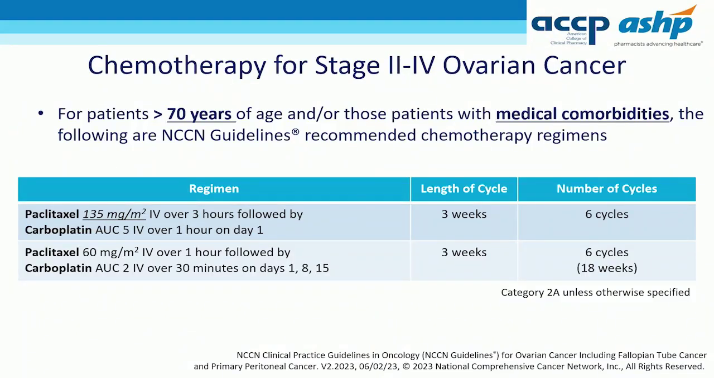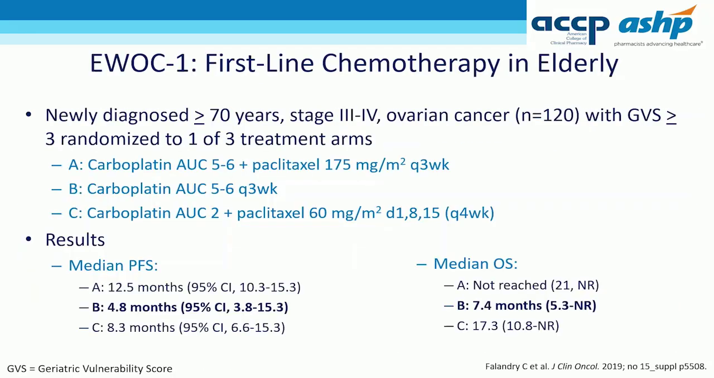And then for patients that are greater than 70 or patients with significant comorbidities, we may be looking at adjusting their regimen for better tolerability. And so what we see here is we still have a carboplatin with the AUC of, we usually just do 5 here rather than the 5 to 6. And then the paclitaxel is going to be brought down from 175 down to 135 milligrams per meter squared. Additionally, you do have the option of doing a weekly carboplatin and a weekly paclitaxel, just for tolerability for this patient population.